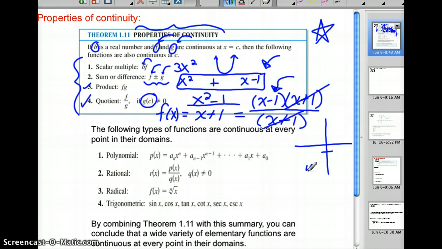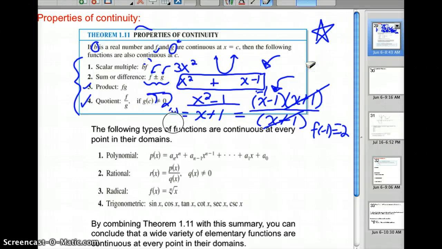with a hole in it where x is negative 1. So it's called removable. We could just redefine it. We could say at negative 1, I'm going to redefine f of negative 1 as being negative 2, and I fill the hole. We talked about that yesterday, but you do need to watch out for that denominator. All these little details are pretty important.